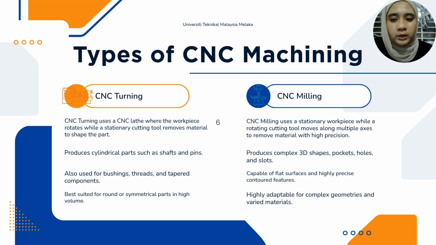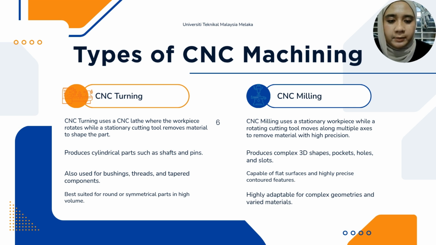Next, let's look at the two main types of CNC machining used in this project, CNC turning and CNC milling. On the left is CNC turning. In this process, the workpiece rotates while the cutting tool remains stationary to remove material. CNC turning is mainly used to produce cylindrical components such as shafts, pins, bushings, threaded parts, and tapered components. It is more suitable for round or symmetrical parts and is highly efficient for high volume production.